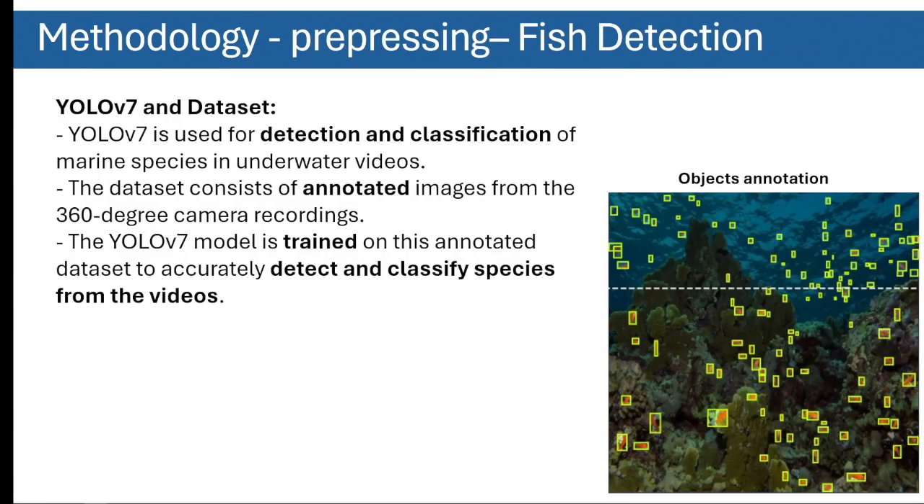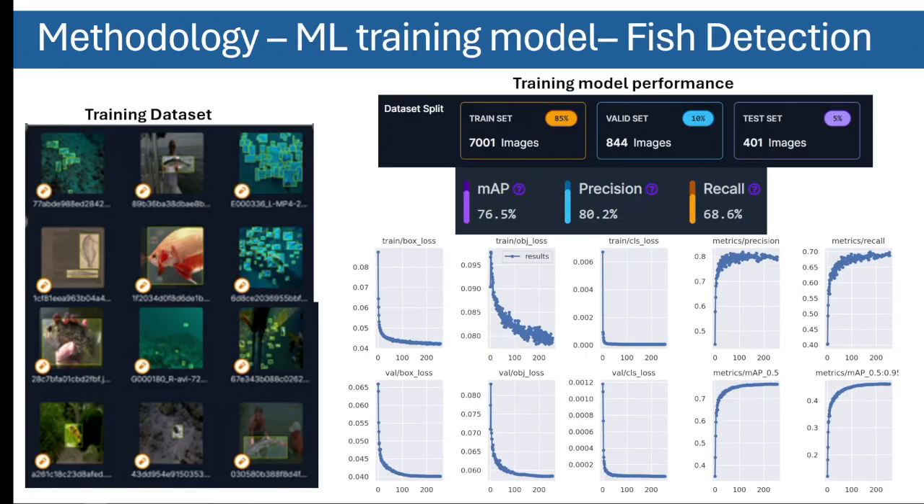Now moving to the pre-processing of the biodiversity. First, we need to detect and classify the fish. So we used YOLO. It was version 7, and now we're using also version 9, a deep learning algorithm to detect them. And this is the result of the training. The precision, we got 80%, and we are ongoing.